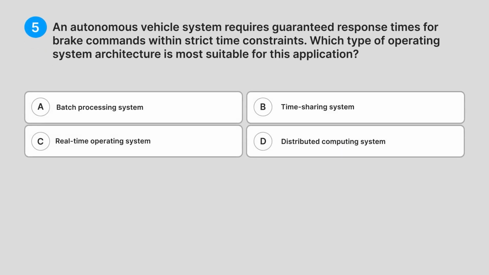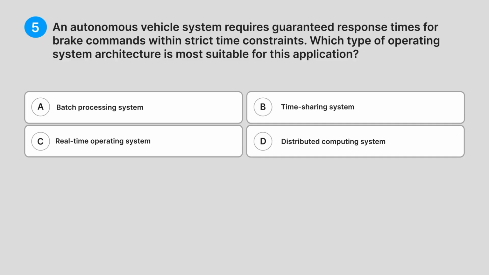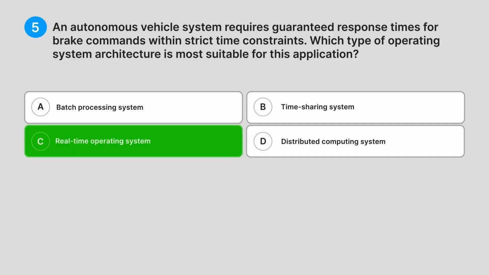5. An autonomous vehicle system requires guaranteed response times for brake commands within strict time constraints. Which type of operating system architecture is most suitable for this application? A. Batch processing system. B. Time-sharing system. C. Real-time operating system. D. Distributed computing system. Can you guess the answer? Correct answer, C. Real-time operating system.